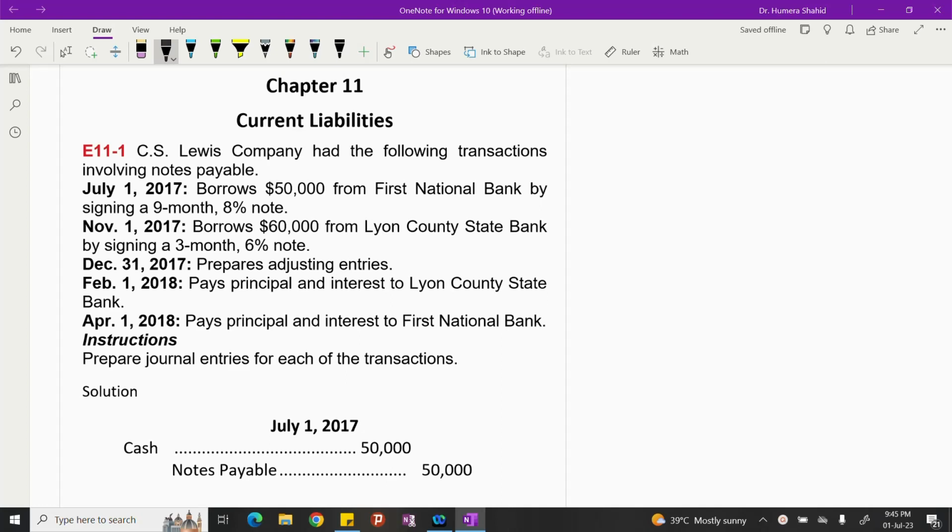Today I'm here to discuss the exercises of chapter number 11 for financial accounting. The topic is current liabilities. I have already uploaded the recordings regarding the discussion of topics which are covered in it. Like we talked about notes payable, we talked about current maturities of long-term debts. Then we also talked about some other sort of current liabilities.